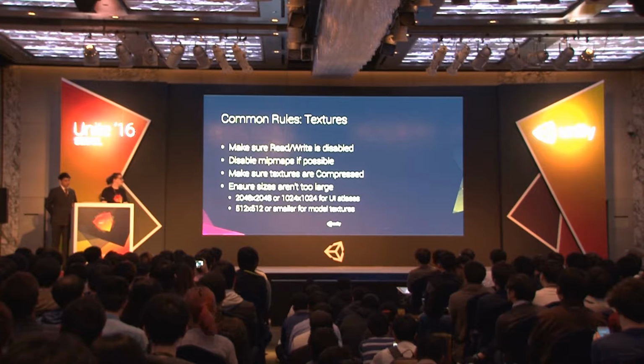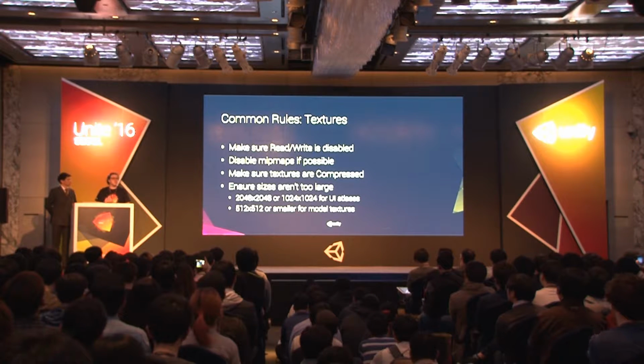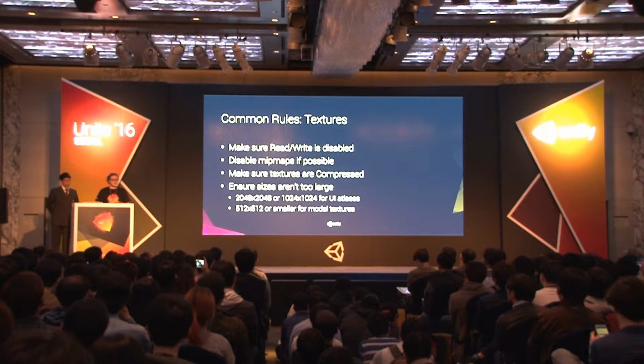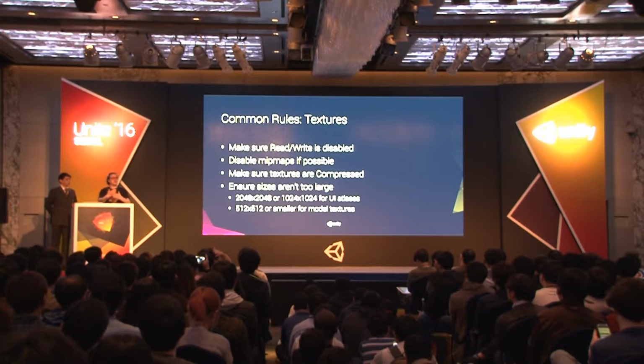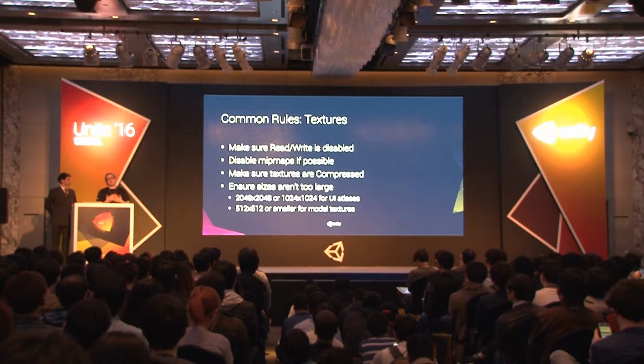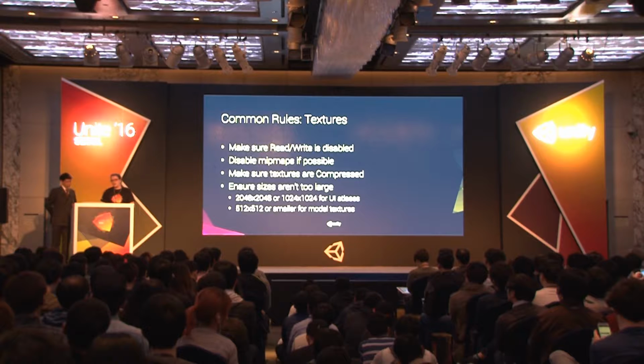Disabling mipmaps wherever possible is another great memory saving. This will save you a third of your memory, and you can disable it on anything where the Z depth of the object will not change in your game. For 3D objects that do have Z depth change, it is worth considering leaving it on because you can save some GPU time.